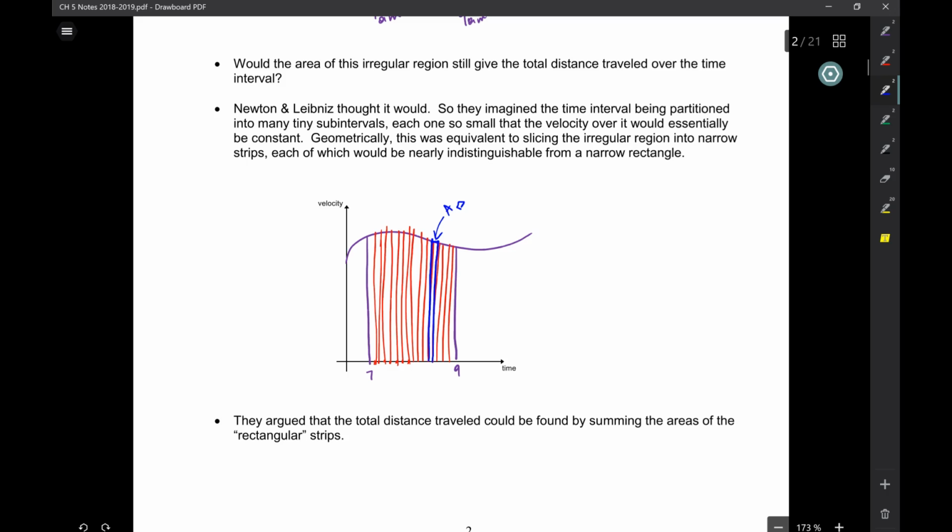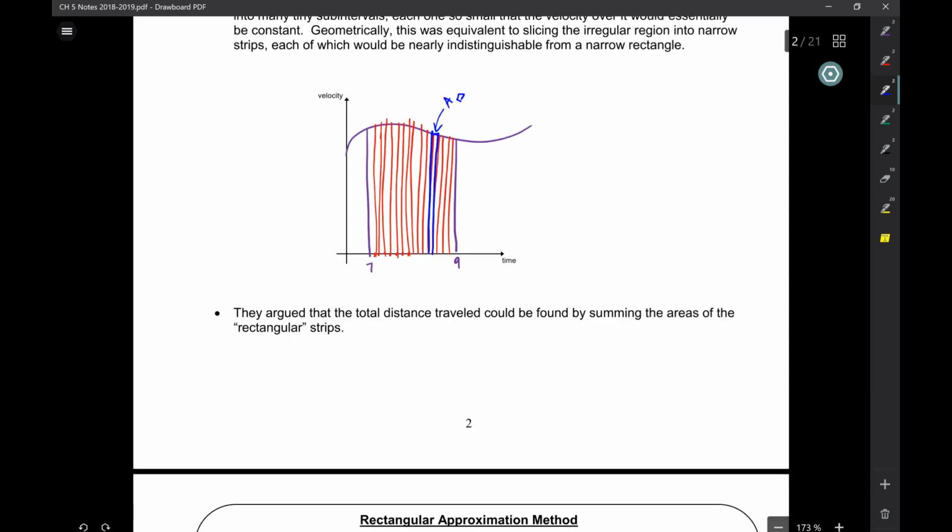So what I did is the interval from 7 to 9, you can divide it into 15 partitions. Or you could divide it into 30 partitions. Or you could really divide it into a million partitions. You could divide it into a trillion partitions. Find the area of a trillion rectangles. Add them up. And boom, you've got your area under the curve. You've got your distance. So their argument is that the total distance traveled is found by taking the sum of all of the areas of the rectangular strips.